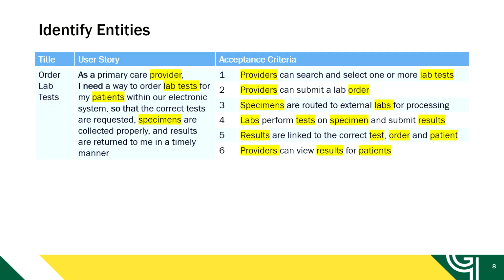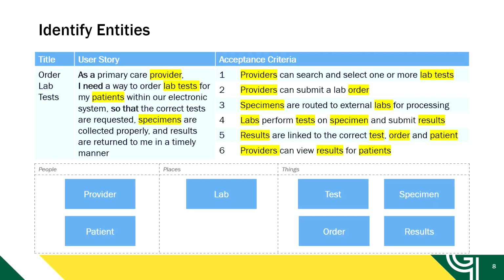Now, we'll search for our entities in these requirements by highlighting the nouns in the write-up. The nouns represent the people, places, and things that we want to capture data about. In our example, we have people like the provider and the patient. We have a physical place representing external labs where tests can be performed. And we have things like tests, specimens, orders, and results that we want to process in our database. These nouns are a good place to start when identifying entities.